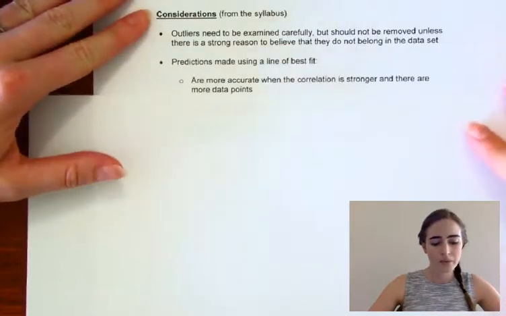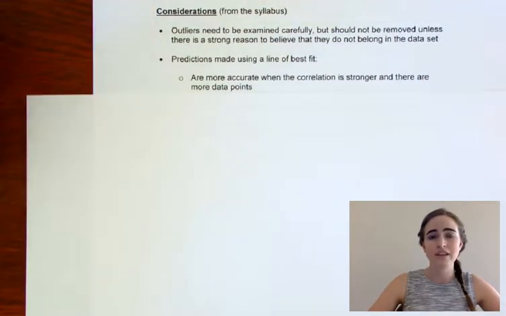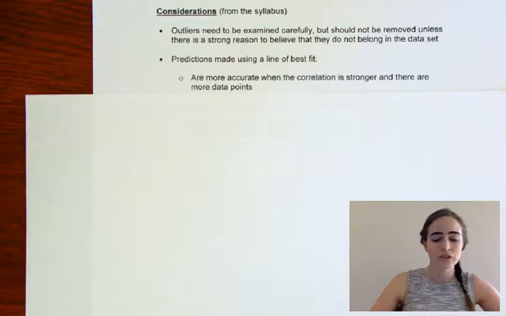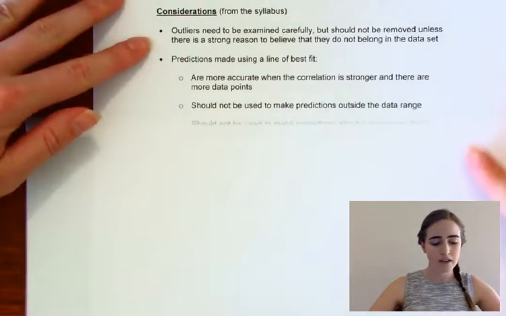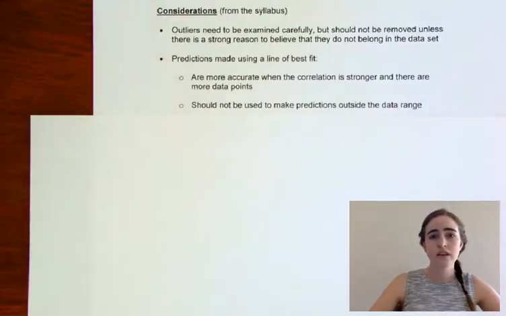The other thing is when we make predictions with a line of best fit, and we'll look at doing that in a few questions' time, it's always going to be more accurate if the correlation is really strong and if we've got a really large number of data points. So if you've only got 10 data points with a pretty weak correlation, it's pretty hard to make predictions off that. But if you've got, say, 1,000 points and a really strong correlation, your predictions are going to be more accurate.